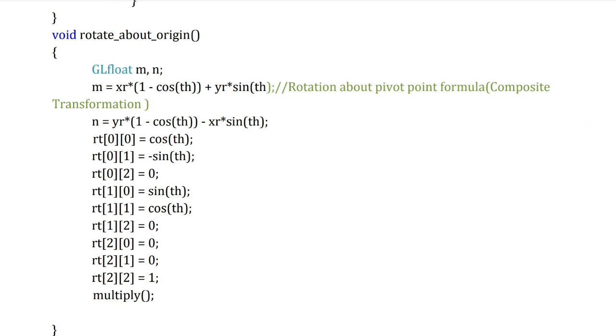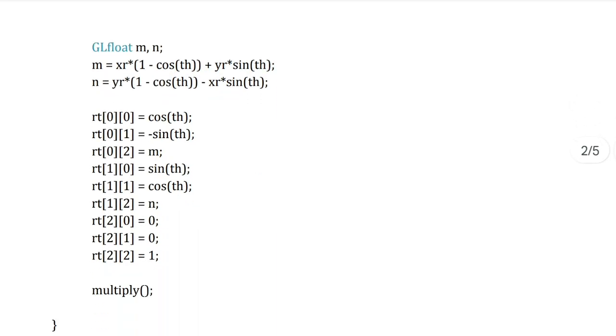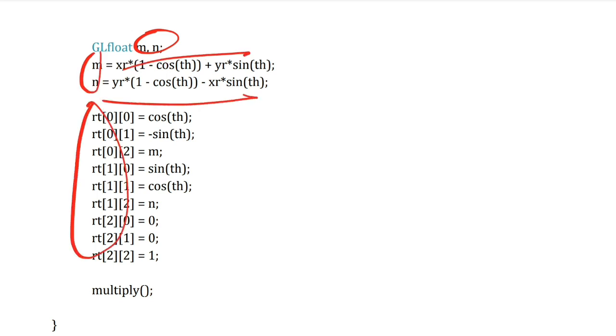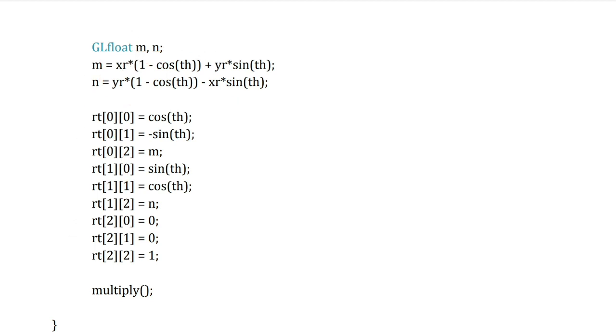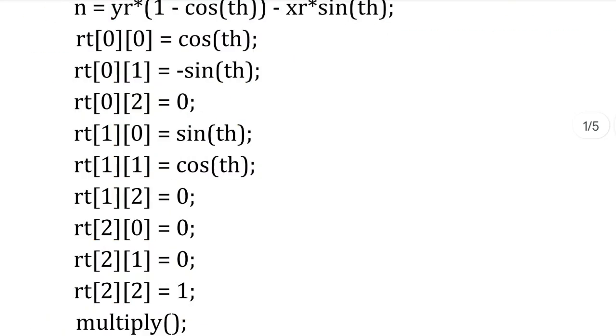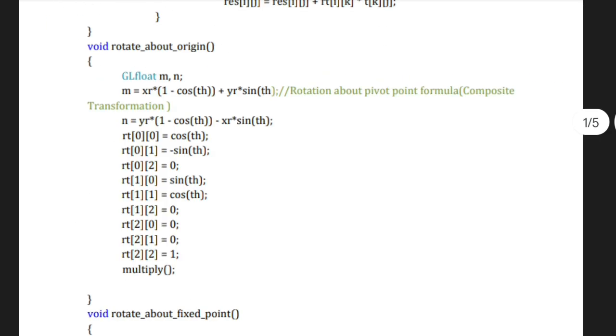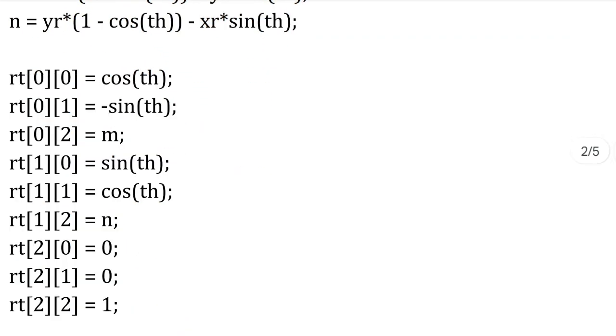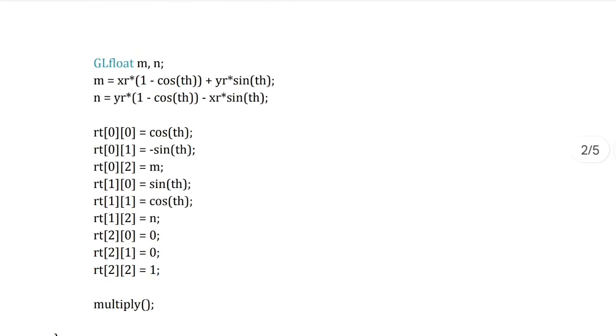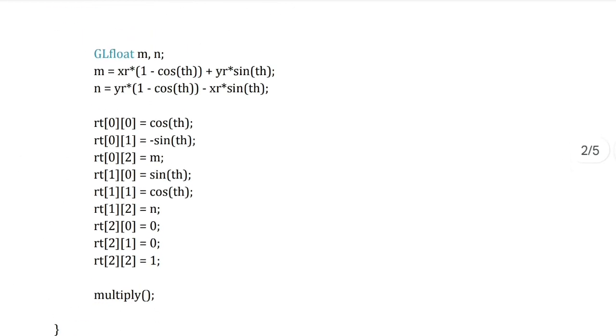If you observe carefully, it's just the same thing. GLfloat m, n, we are calculating m and n values, and here we have some code. Same thing goes here also for the fixed point, m and n, the same formula, and here also the same code. The only difference is, here, cos theta, minus sin theta, 0; sin theta, cos theta, 0; and 0, 0 comes after sin and cos theta. But here, since it's the fixed point, you have to take m and n values. That's all the difference. Everything is same. So very easily you got to know the code.